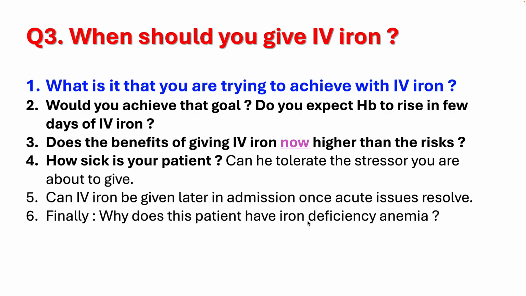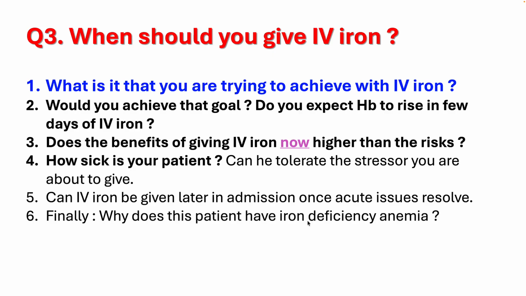Okay, let's say that the patient is iron deficient. The second question you should ask is, would you be able to achieve the goal of increasing hemoglobin? Do you expect the hemoglobin to rise in a few days of IV iron? And the answer is no. Even in a normal iron deficient state, the rise in hemoglobin takes 1 to 2 weeks before it increases by 1 to 2 gram per dl. In an inflammatory state, you can possibly see a rise of 0.5 gram per dl in a week or two. But the question to ask here is, is that slow increase clinically meaningful?